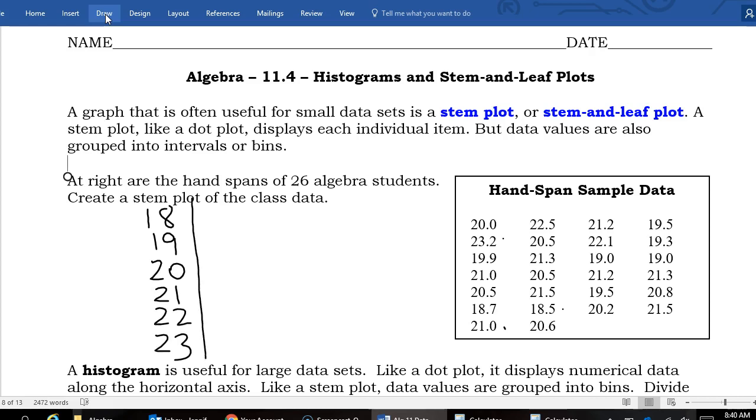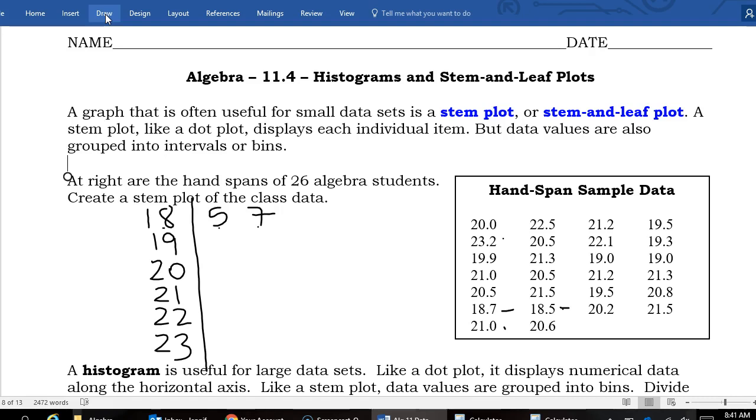And then we're going to draw a vertical line. This is the stem of our number, hence stem plot. And then that line is going to separate the leaves of our stem plot. So we're going to have 18, and look for all of our data values that are 18 something. So I see 18.5, 18.7, and I see no other 18s. So I'm going to write a 5, and then I'm going to write a 7, reading 18.5, 18.7 as my numbers there. I'm going to do the same thing with all of my 19s.